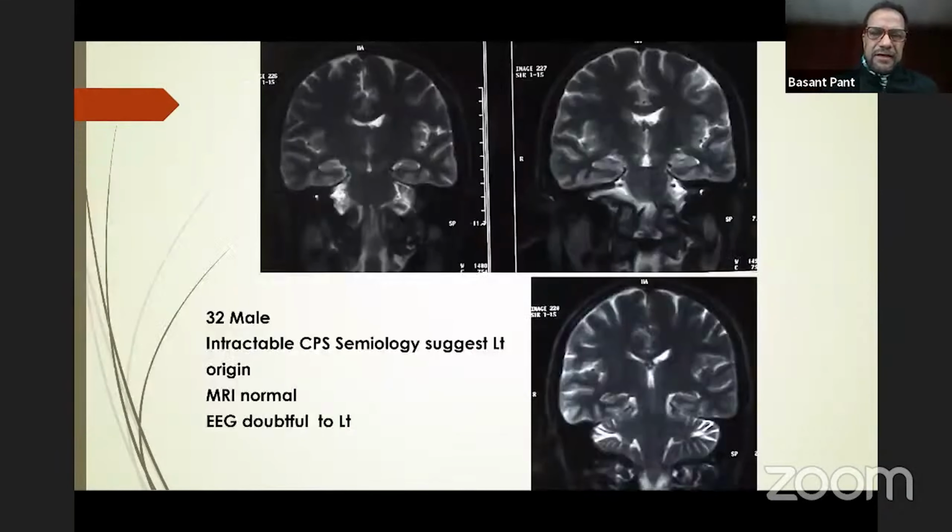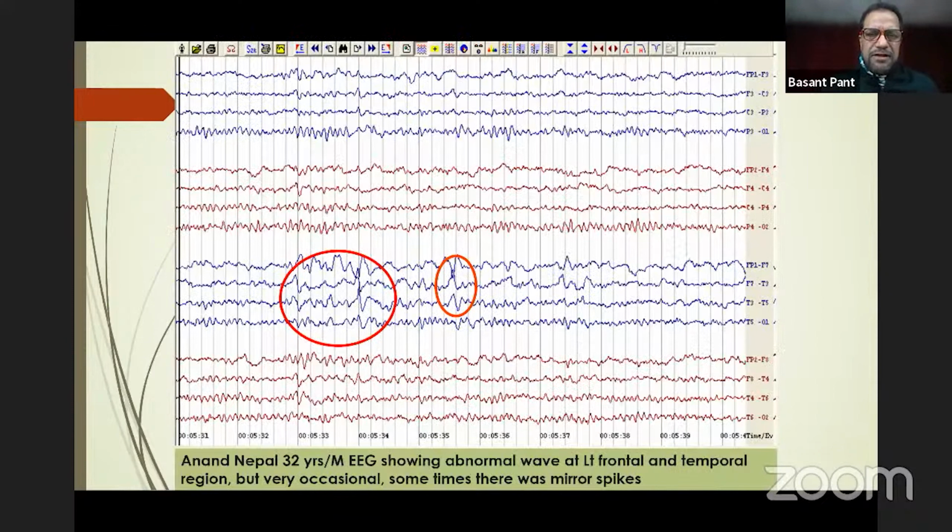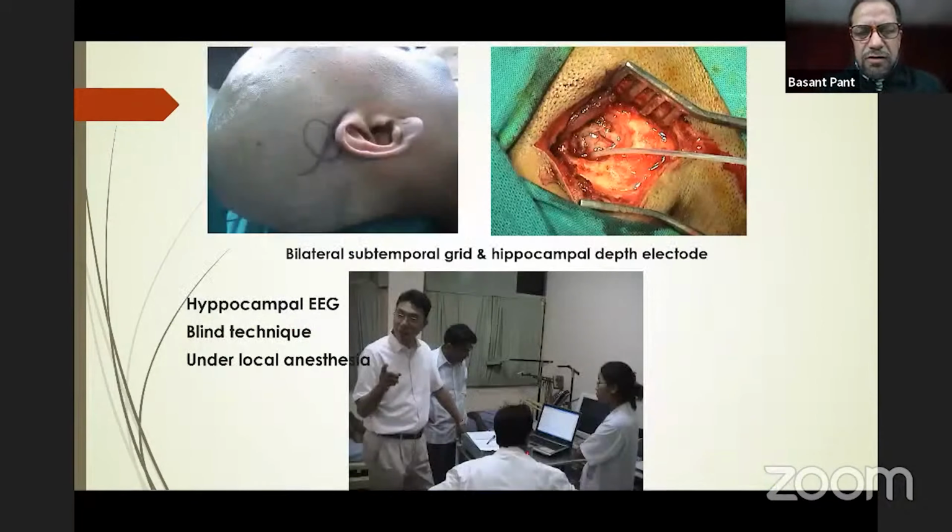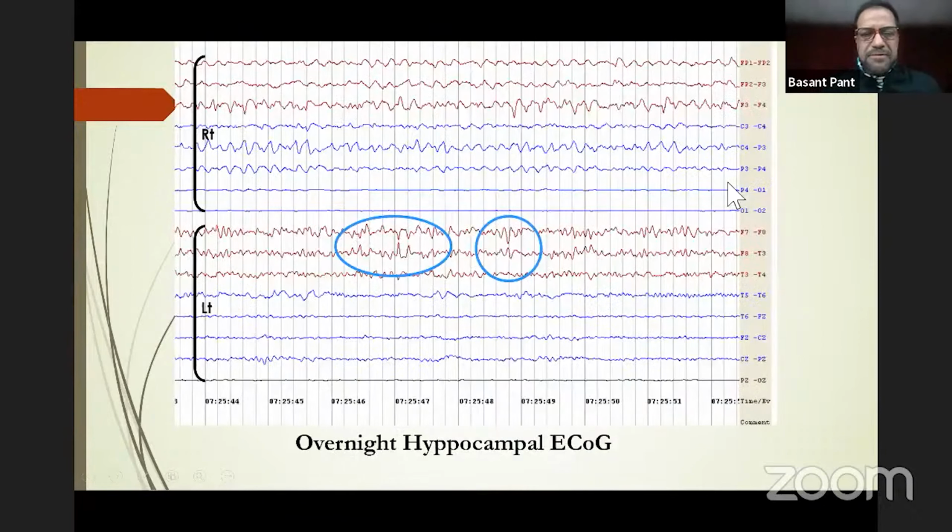MR negative case, left side most likely by semiology. MRI is normal, EEG is doubtful. Again, maybe left side, but not very confirmed, T3 reversal. So before we took this patient to surgery, we put hippocampal depth electrodes from both sides, right and left, and studied this overnight. And then you could very clearly see that on the left side there is interictal firing, and on the right side it's silent. So we knew it's from the left side.